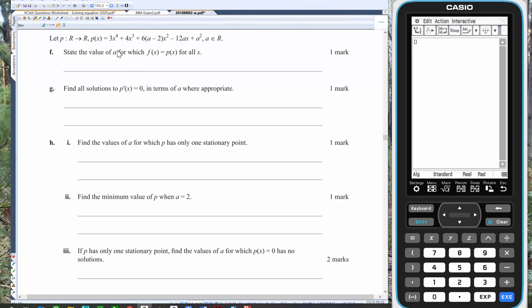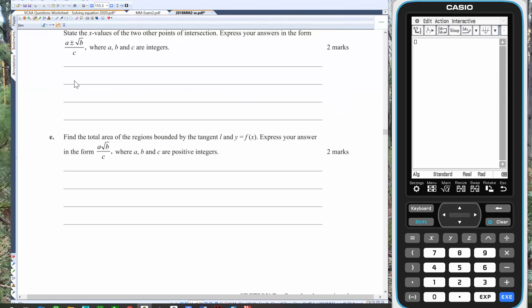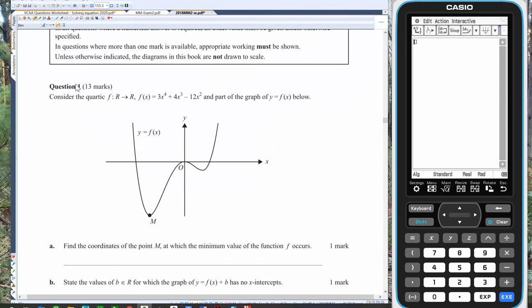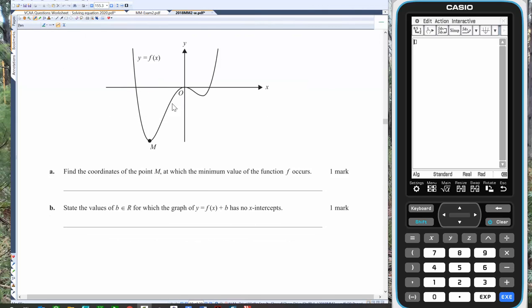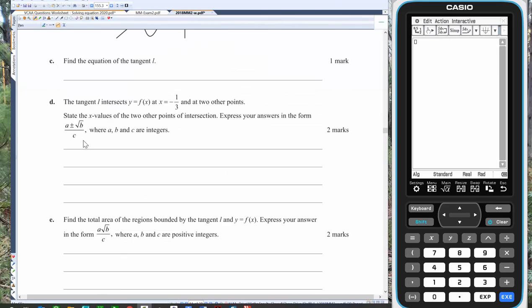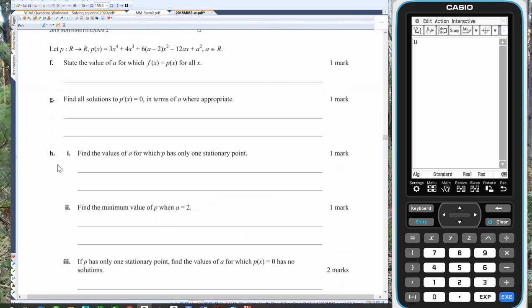So here's p of x, and f of x was this one here. Notice the constant on this is plus 0. So if I go over here and note that my constant is a squared and equate that to the constant in the original problem, therefore a is equal to 0 by equating coefficients. Okay, find all solutions to p dash x equals 0 in terms of a where appropriate.